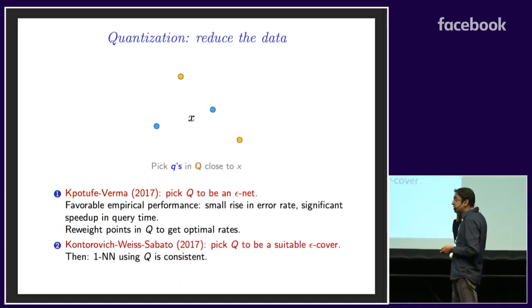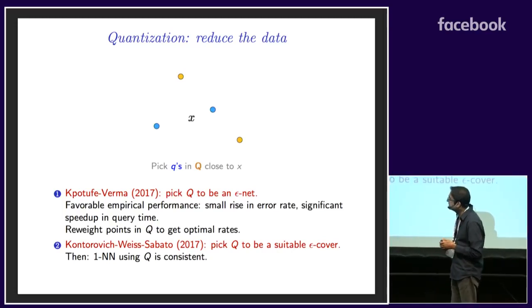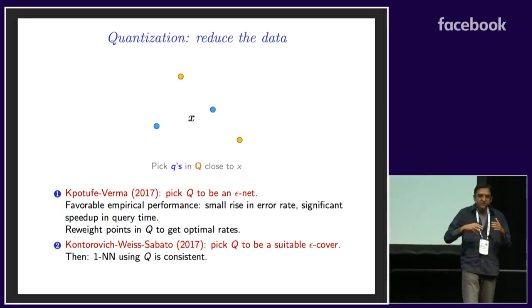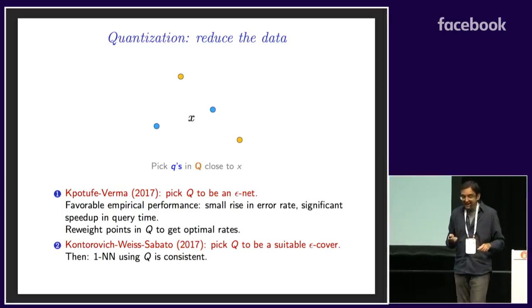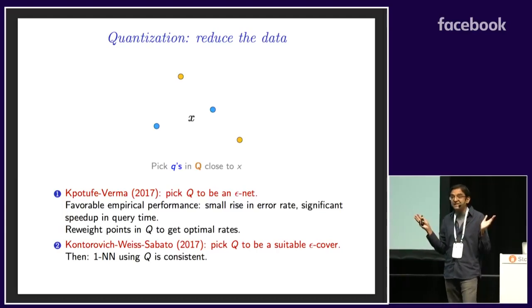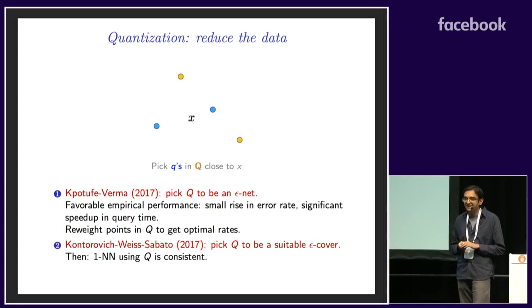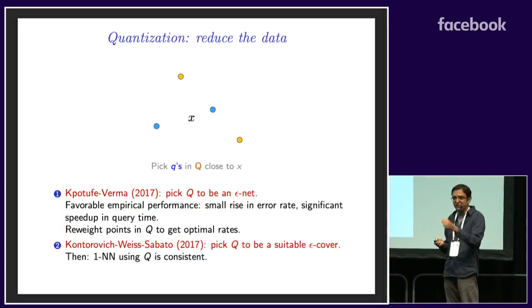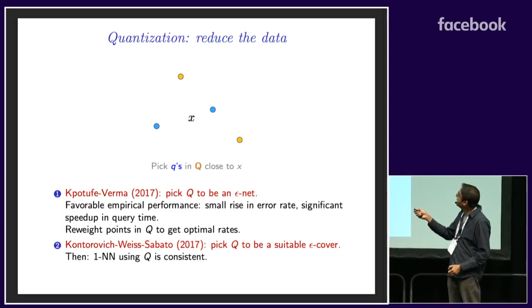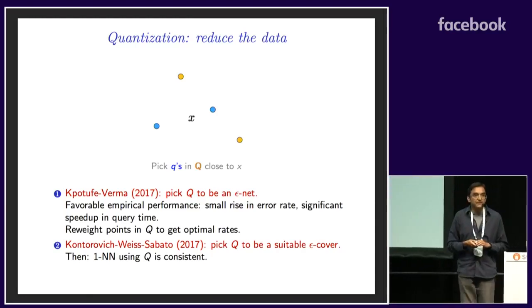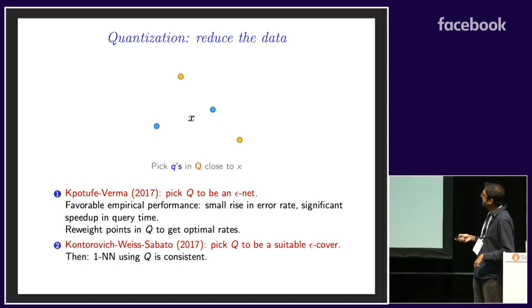There's been some very nice work by Kontorovich, Weiss, and Sabato, where they also pick Q to be a kind of epsilon cover. And they show that doing one nearest neighbor on Q is consistent, even though one nearest neighbor in general is not consistent. If you remember, the reason one nearest neighbor in general is not consistent is because of stochasticity in the label. But here we've changed the labels to be the average of all the points allocated to them. And so that consistency problem goes away. So these are some nice quantization methods.